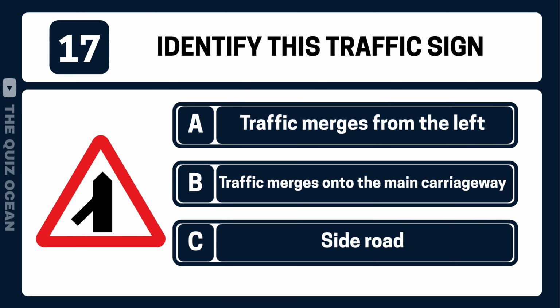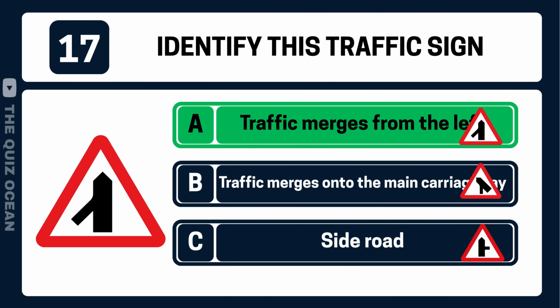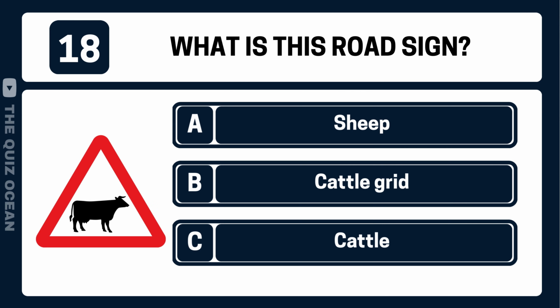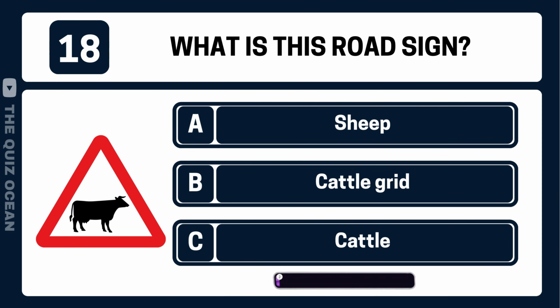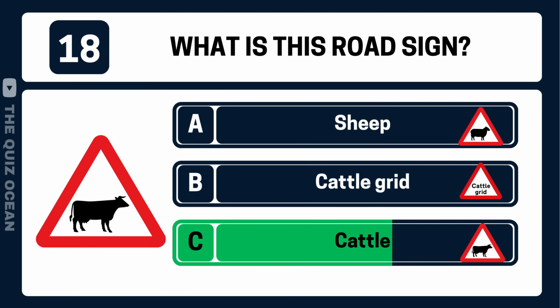Identify this traffic sign. Correct. This sign shows that traffic will merge from the left. What is this road sign? Well spotted. This sign warns that cattle may be on or near the road.